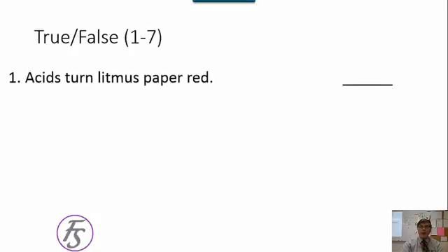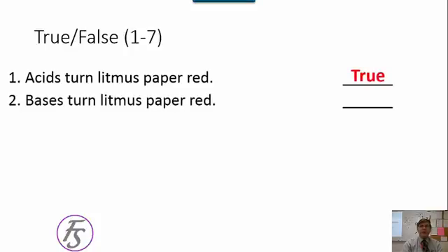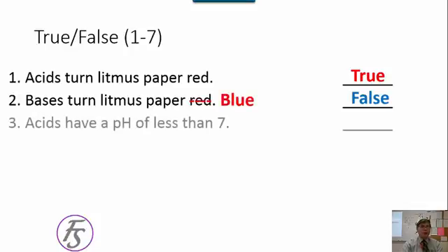Number 1, acids turn litmus paper red. That's true. Number 2, bases turn litmus paper red. Well, if acids do it, then bases must do something else, so that's false. Bases actually turn litmus paper what color? The answer is blue.